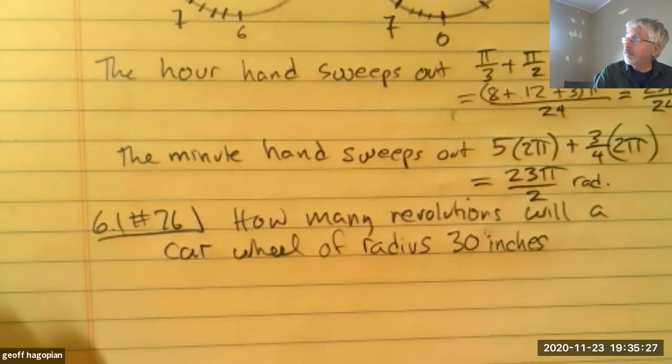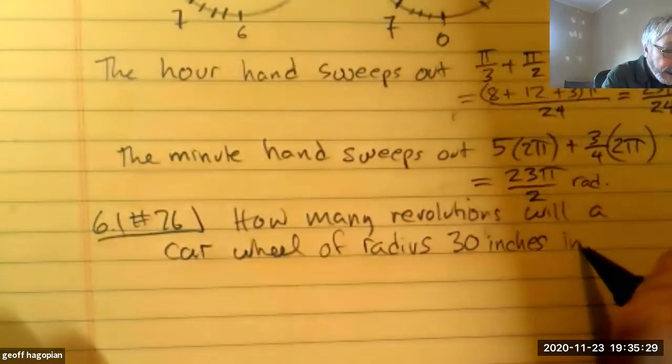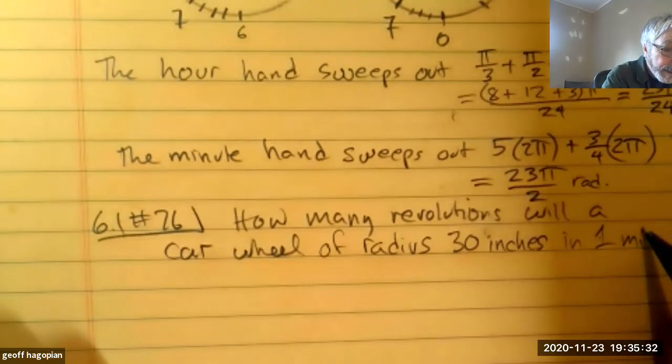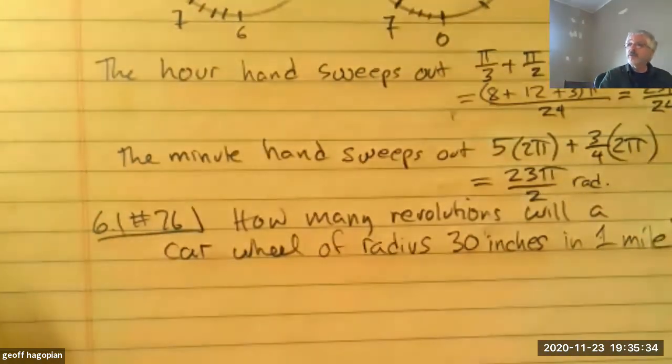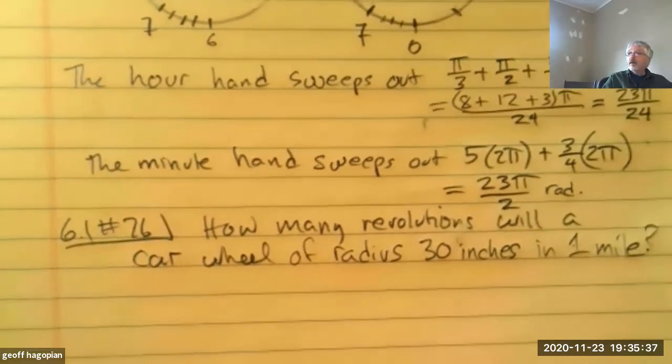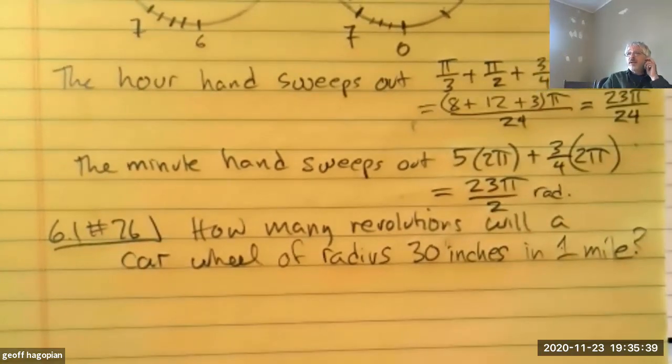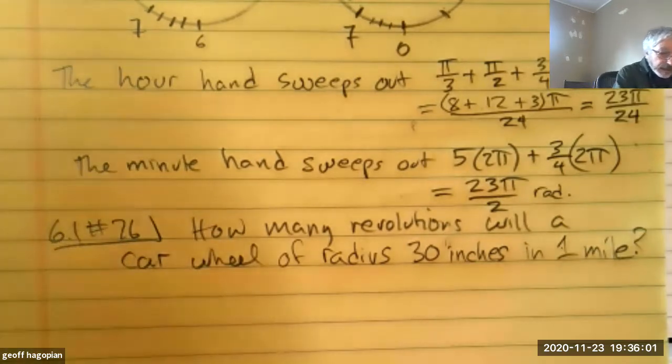Make as the car travels a distance of 1 mile. So I'm going to just say in 1 mile, all right? That's a question. So I guess we would take, we want to say, how many revolutions? So we want to convert 1 mile to inches. Let's start out with that.